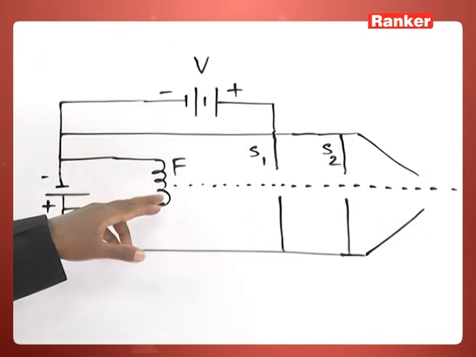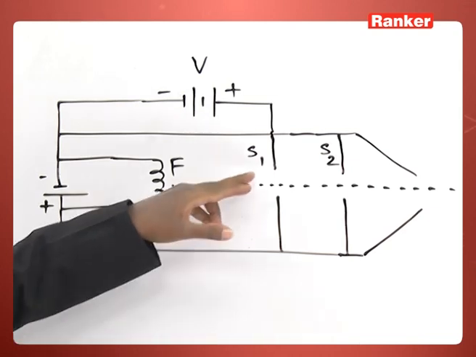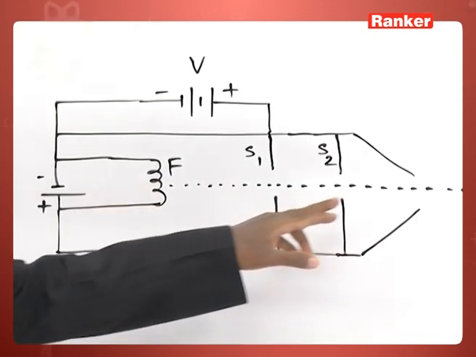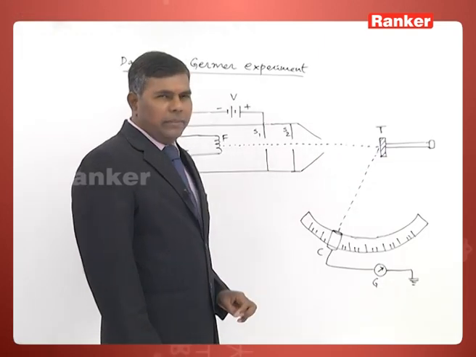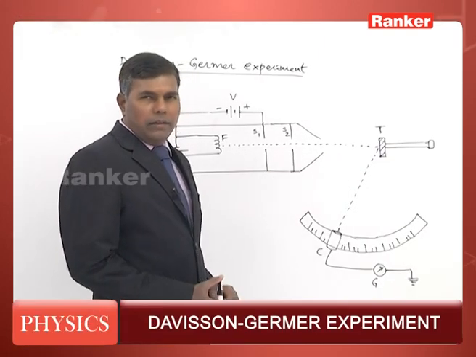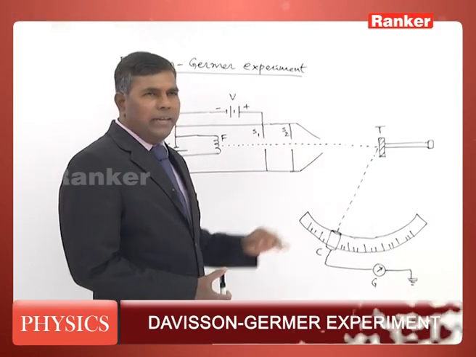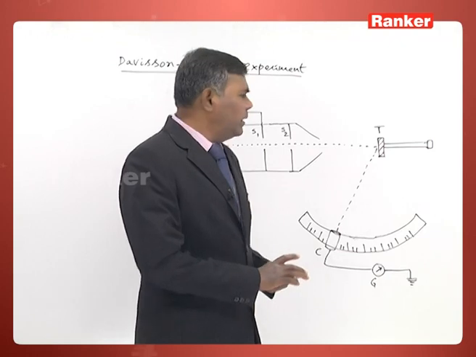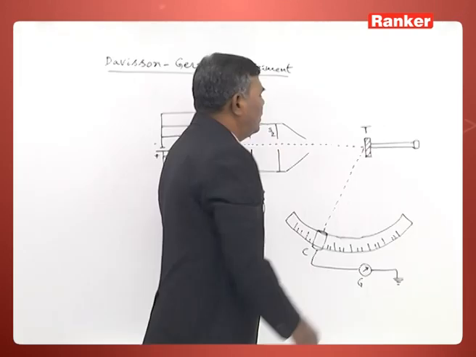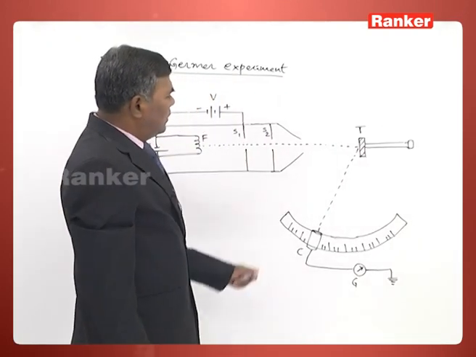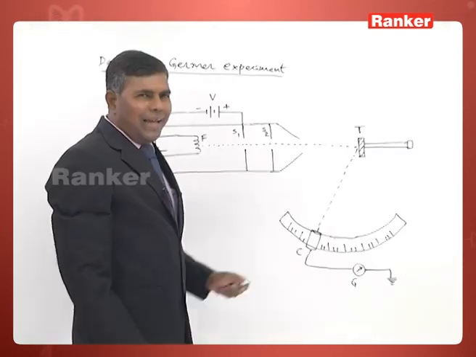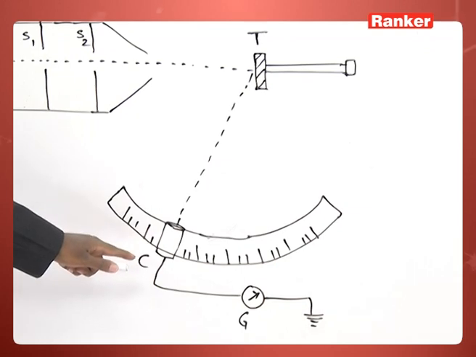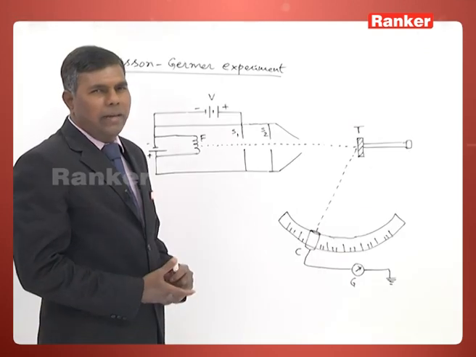The electron beam is made into a narrow pencil using two slits S1 and S2, and then this electron beam is made to be incident on a target. The target is made of nickel with a particular inclination, and it can be rotated in any direction using this knob. The electron beam is deflected by some angle, and it can be detected using a Faraday cylinder, which is basically a detector of electrons.